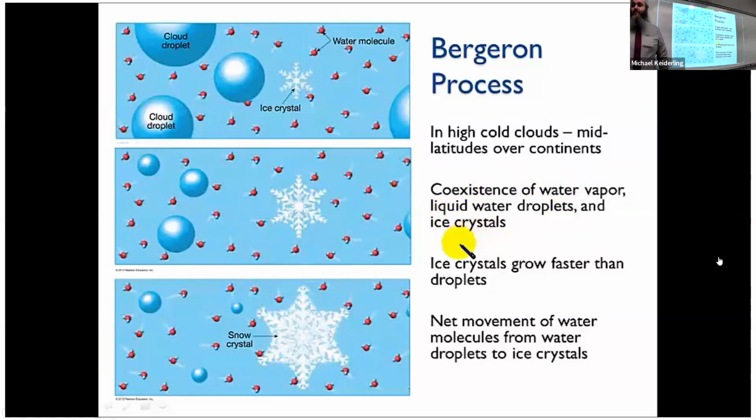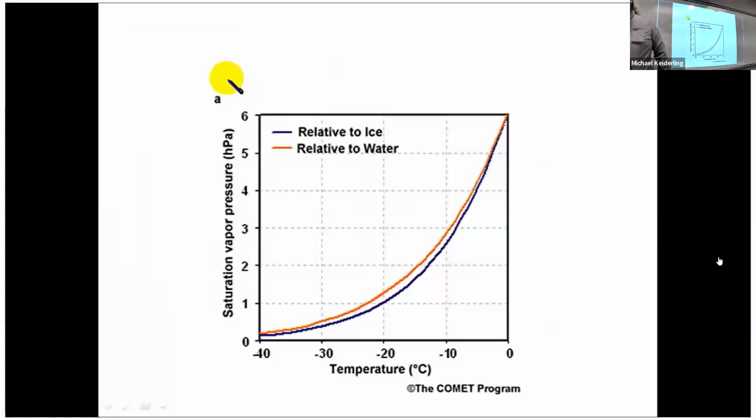And what's happening in the Bergeron process is that the ice crystals are growing faster than the droplets. So the key here is that precipitation is formed in the form of ice. Now, when it finally reaches the ground, it can be rain because it may have melted by then. But the formation of the precipitation is in the form of ice. And there's a net movement of water vapor from droplets to ice crystals.